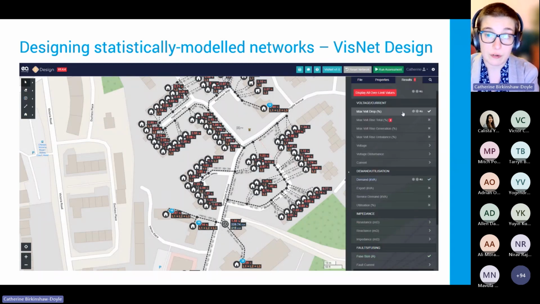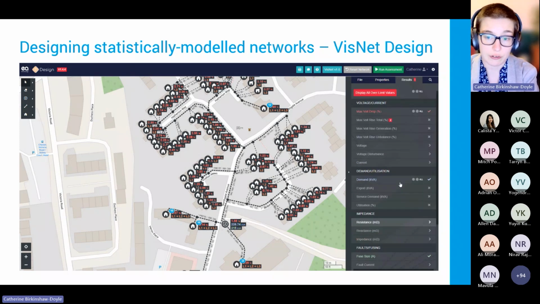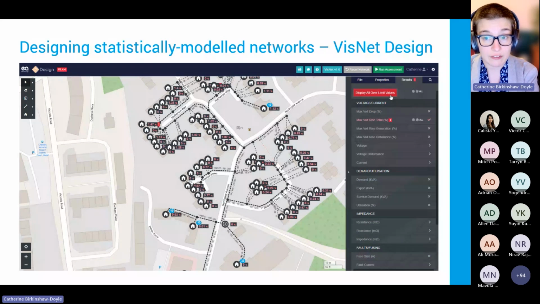As you can see, there are a variety of colored numbers that are displayed on the network. These are all the results, and you can see in the results pane which result is which. So currently we're displaying maximum volt drop in red, but we've got a huge variety of results that are automatically calculated by the tool, such as volt drop, volt rise, current, utilization, and impedance. It also automatically calculates whether the values are over the recommended limits for a network, so it's really easy to tell whether your network is okay or not.